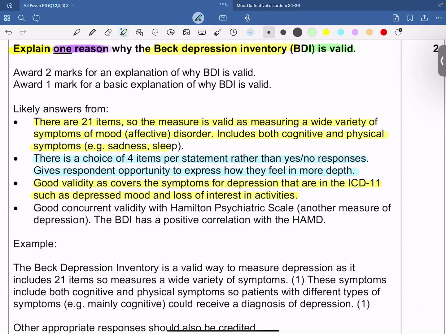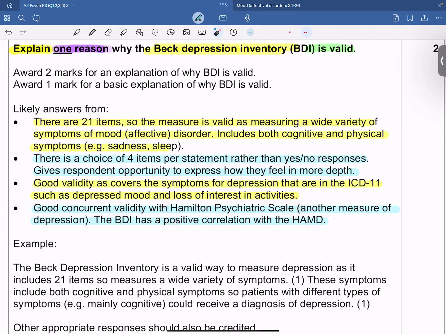Number four, good concurrent validity with the Hamilton Psychiatric Scale, another measure of depression. The BDI has a positive correlation with the HAMD, and HAMD over here is the Hamilton Psychiatric Scale. It is okay if you do not remember this. There are other points that could help you get marks too. But just because you've opened it, you might as well spare a couple of seconds and learn this right away.